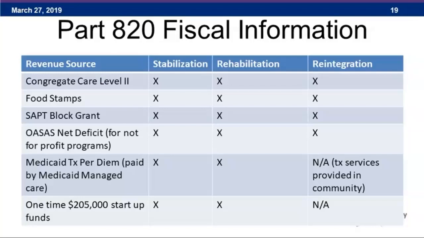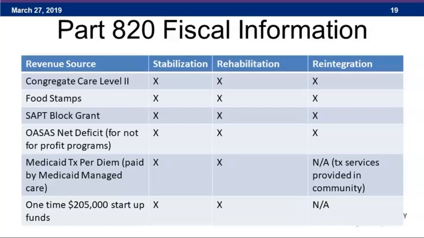Finally, at the bottom of that row, you'll see that OASAS has what we're calling startup funds that are available to the stabilization and rehabilitation elements. Included in this webinar is a one-page document which describes what that funding is available for and the process for going ahead to get that.